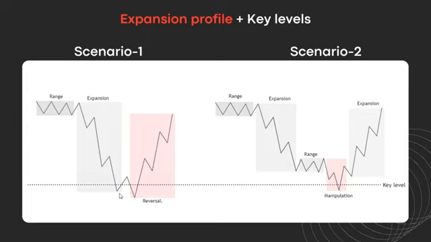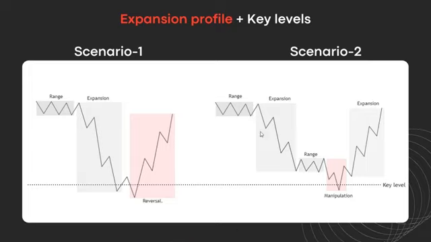Now the second scenario is when the expansion profile ends before testing a key level. In that case, we're not going to expect a reversal profile straight away, because a key level hasn't yet been tested. So what we're going to expect is either a retracement profile or a ranging profile. In this case, we've got a ranging profile, and then we go back again to the first combination of ranging profile and key levels.